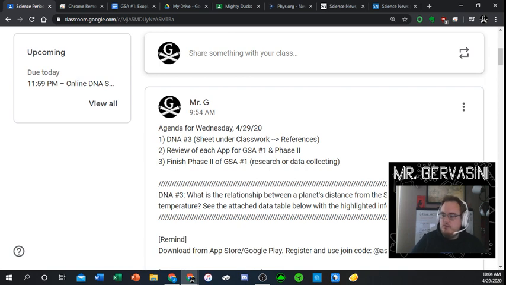DNA number 3. Again, we're looking at relationships amongst planets and their characteristics, because we can look at our solar system as a model for solar systems around the galaxy. What's a galaxy again? Galaxies are collections of stars, dust, and gas. Billions or trillions of stars depending on the size of the galaxy. Alright? So, what is the relationship between a planet's distance from the sun? So we're going to use AU, astronomical unit, the distance between the Earth and the sun. So how many AU versus the average day temperature? And then see the attached data table for the highlighted information. So you're answering in the third box this question. What's the relationship? And again, are there any outliers? Are there any exceptions to the rule?